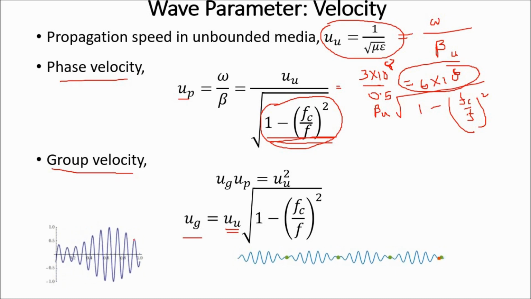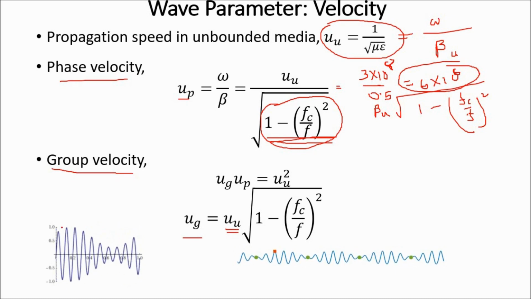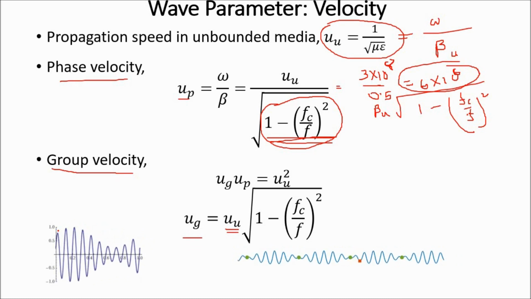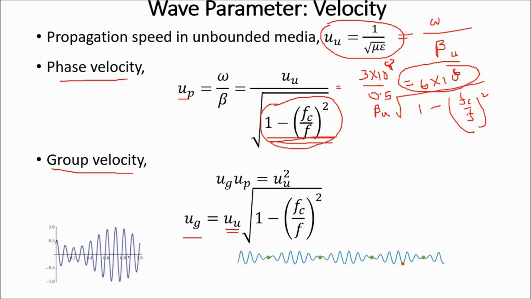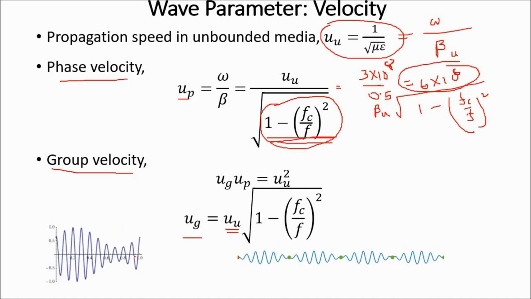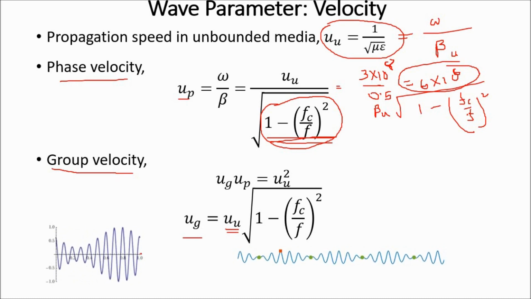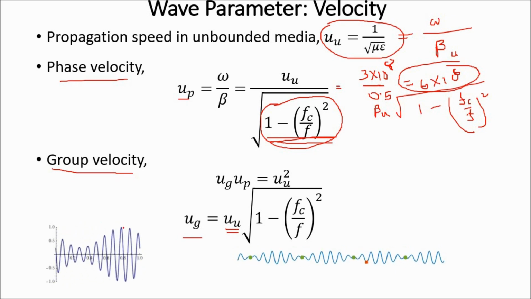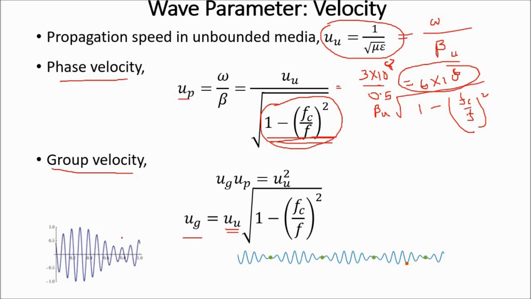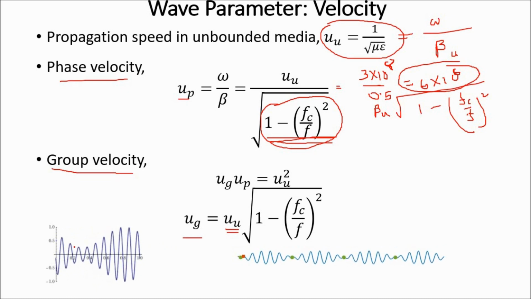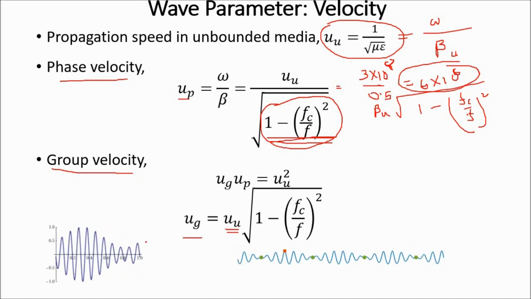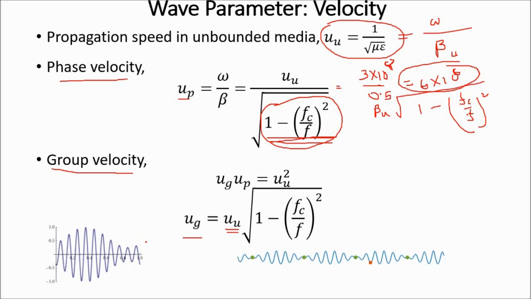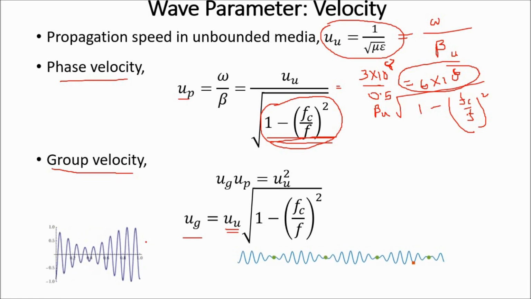So the velocity of these envelopes of the peak values is called the group velocity, and the velocity of each wave is called the phase velocity. So in a waveguide we are interested in group velocities, because in this case the wave travels in a packet of waves, and this packet of waves is called a group of waves, and we are interested in finding the group velocity.